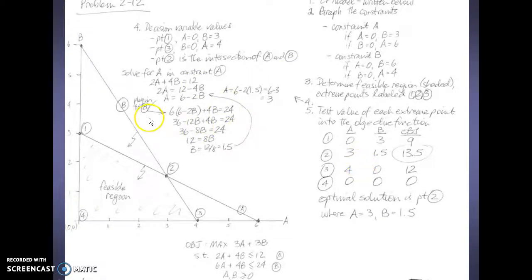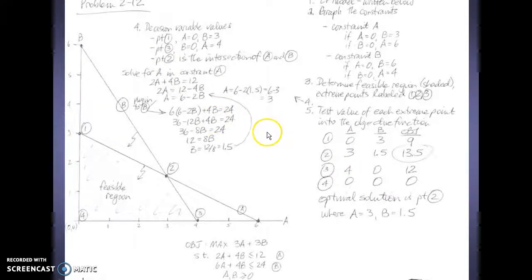So now let's look at the value of each of these at the extreme point. We labeled each extreme point. I've labeled them so they're easy to follow: 1, 2, 3, and 4. The value of point 1 is very easy. A is equal to 0. B is equal to 3. The value of extreme point 3 is easy. A is equal to 4. B is equal to 0.